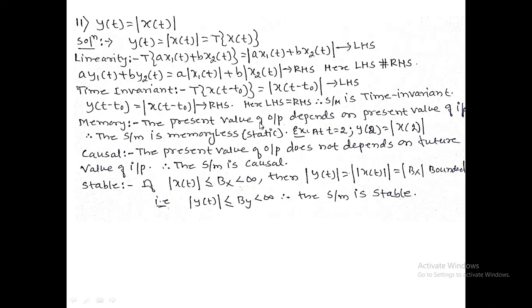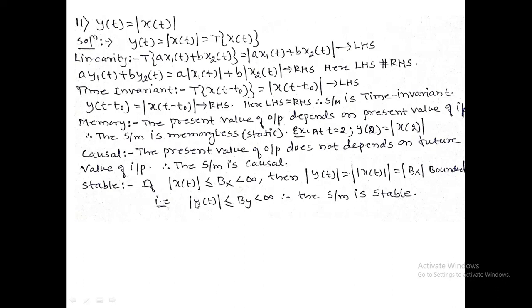The present value of the output depends on only the present value of the input. Therefore, the system is memoryless or static. So here the present output only depends on the present value of the input. Causal: the present value of the output does not depend on future values of the input. Already I explained the present output only depends on the present input, which indicates the present output does not depend on future input, and the system is a causal system.